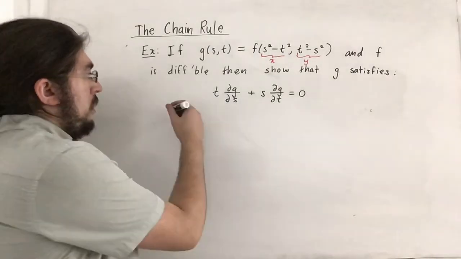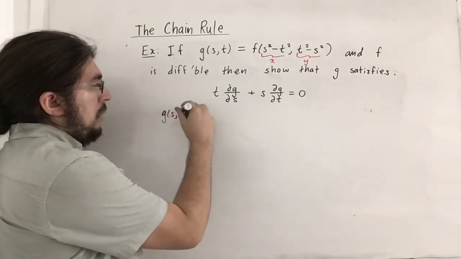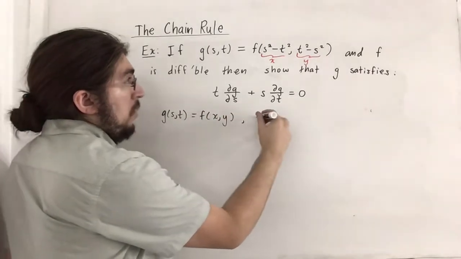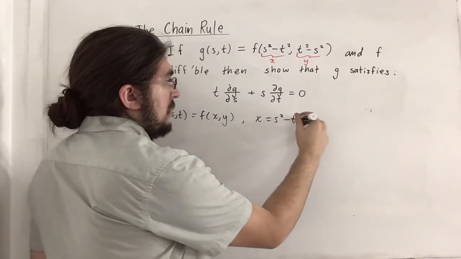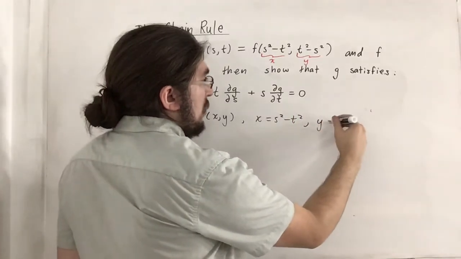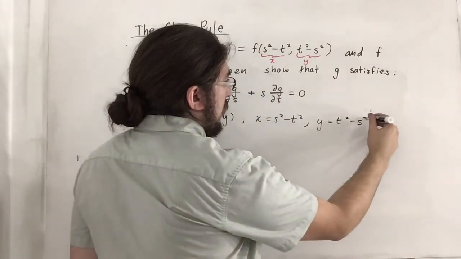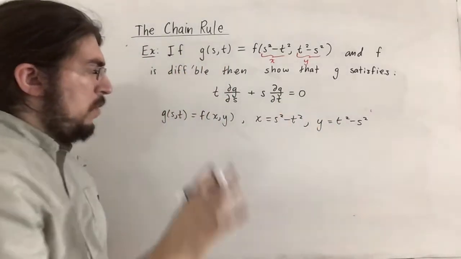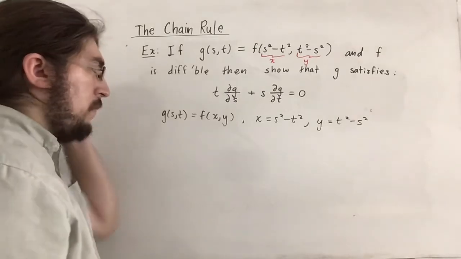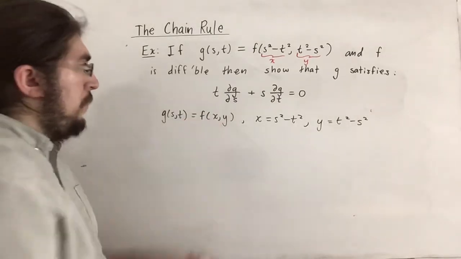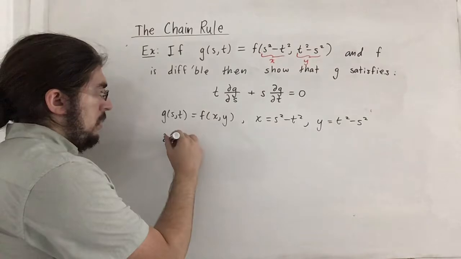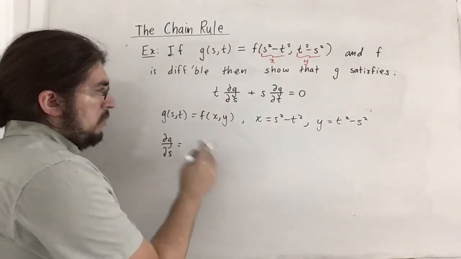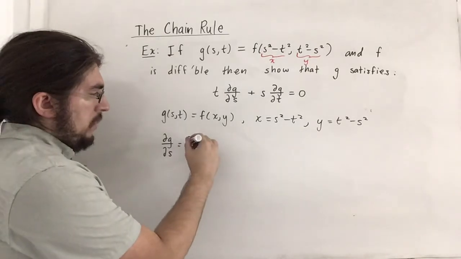So now, really what we can say is that g of s comma t is equal to f of x comma y, where x is equal to s squared minus t squared, and y is equal to t squared minus s squared, which I'm going to notice is equal to negative x. I feel kind of weird writing that though. I don't know how useful that'll be. But anyways, let's find out partial g partial s then. So partial g partial s is really equal to partial f partial s.